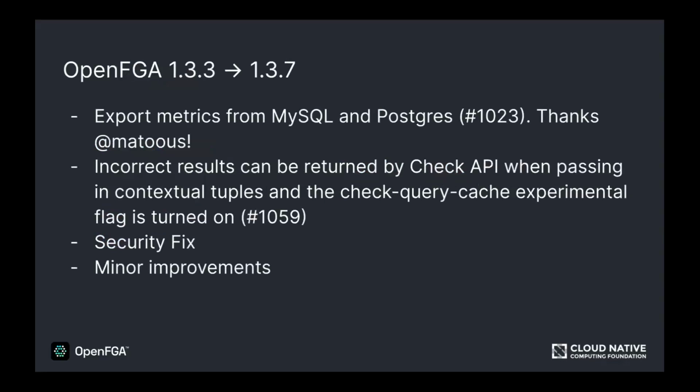So the OpenFGA release is mostly fixes and things about telemetry. We fixed a bug in the check API with experimental cache enabled. That was an important one. We also made a security fix, and we have database metrics now that are exported for metrics infrastructure. So that's pretty cool and useful.